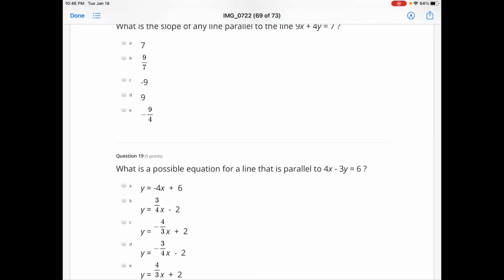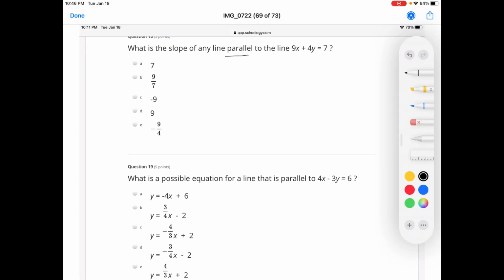All right, 18. What is the slope that is parallel to this line? So we get y by itself. 4y equals negative 9x plus 7. Divide everything by 4. Y equals negative 9/4 x plus 7 over 4. Just interested in that number. And what is parallel to that is exactly the same.